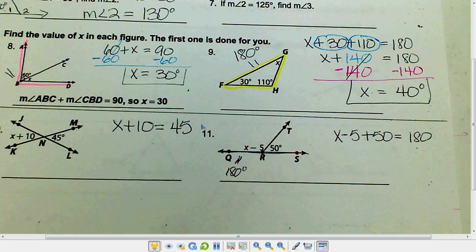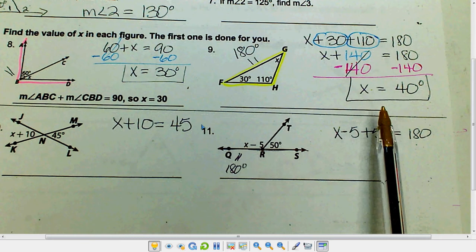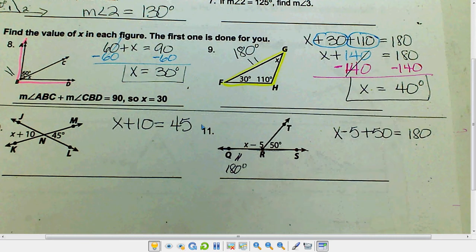Keep in mind we want to combine like terms first. Hint, use the example above. Pause and solve.